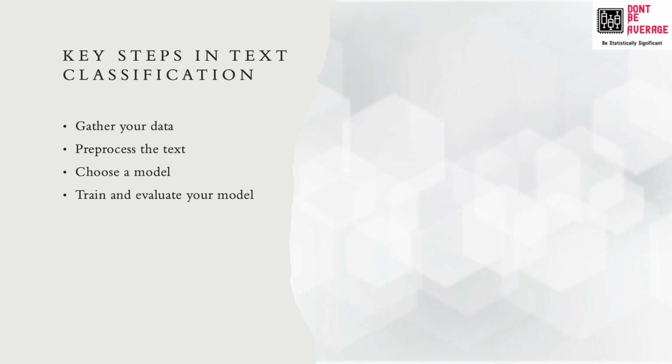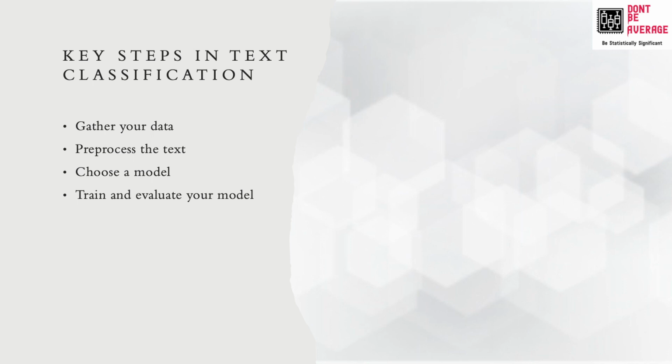When I'm talking about a model, it's basically a classification algorithm. You may have come across these classification algorithms like random forest, decision tree, logistic regression. These can be used here as well, but the data needs to be processed properly. And finally, step four is to train the model and evaluate the model.